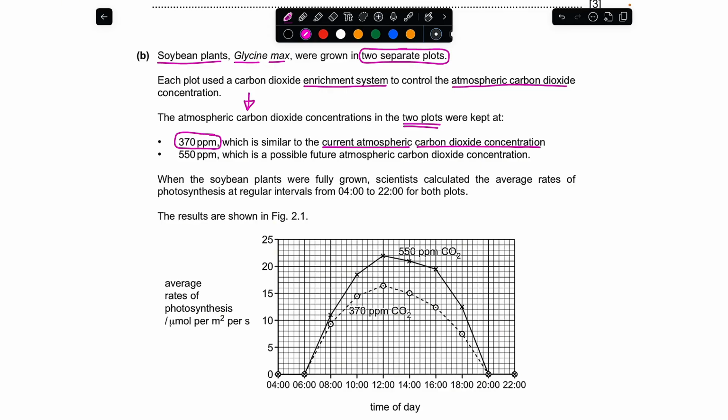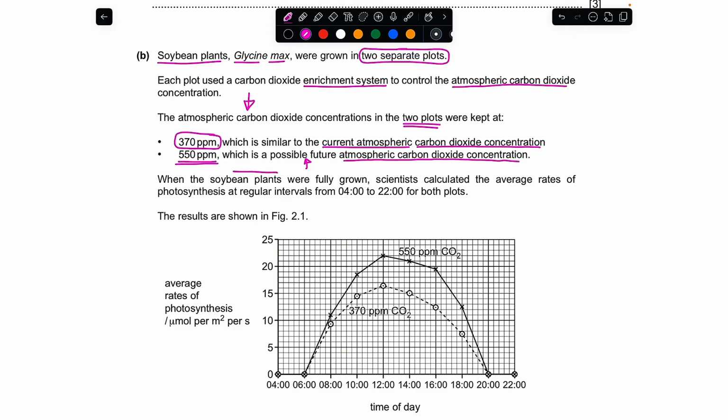For the second plot, the carbon dioxide that they are using is a bit higher, and this is 550 parts per million. And this concentration of the carbon dioxide is equal to the possible future atmospheric carbon dioxide concentration, like what can happen in the future in terms of the CO2 that could be available.